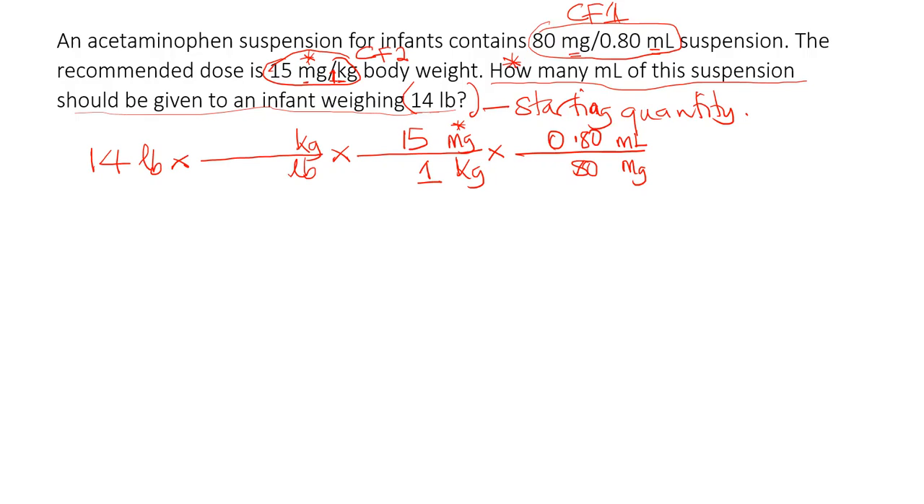Conversion from pound to kilogram is 1 kilogram is equal to 2.205 pound. So we are going to put 2.205 pounds here and 1 kilogram here. So the answer to two significant figures is 0.95 milliliters. So we'll need 0.95 milliliters of the suspension.